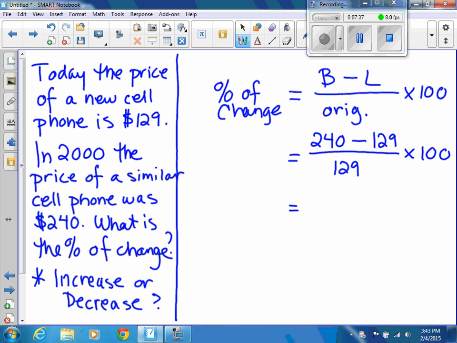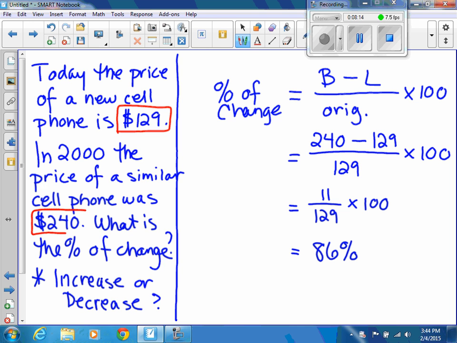So when I do the math, I wind up with 111 over 129. And then again, I'm timesing this by 100. So it comes out to be 86%. Remember, I'm not done. Is it a percent increase or is it a percent decrease? In this case, it is a percent decrease because it clearly went down. Let's look at what we have. The original number is this, and that number is smaller than this one. So therefore, it's a decrease.